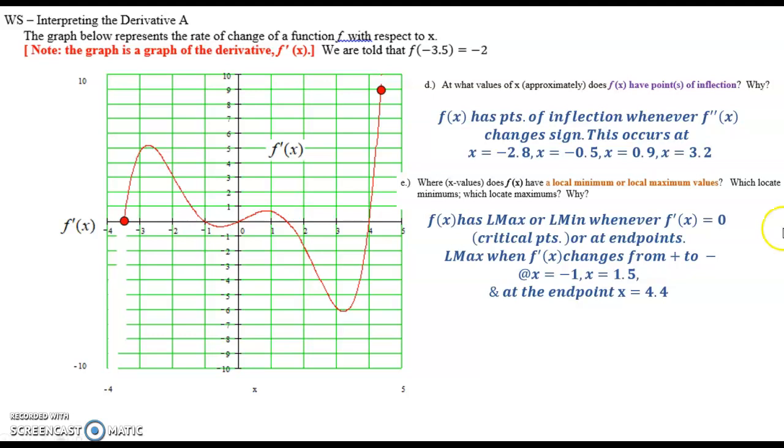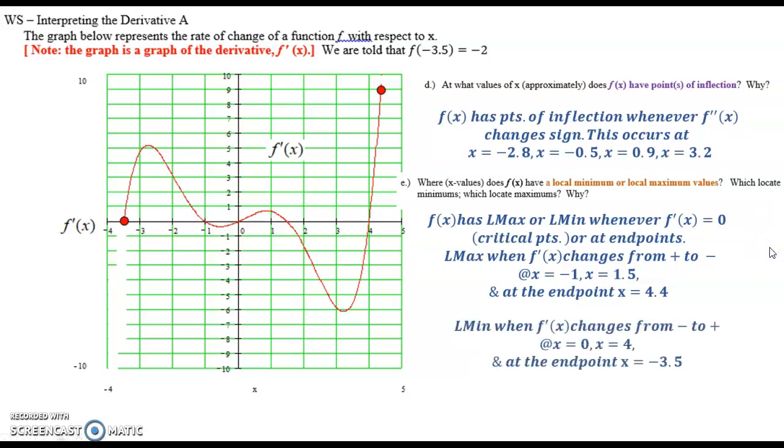Now what about minimum values? Minimum values are going to occur at those other points here where the derivative is changing from negative to positive at that critical point. So right here at this critical point, we had a negative to positive change. And then at this critical point, we had a negative to positive change. So those two are local minimums at x equals 0 and at x equals 4.